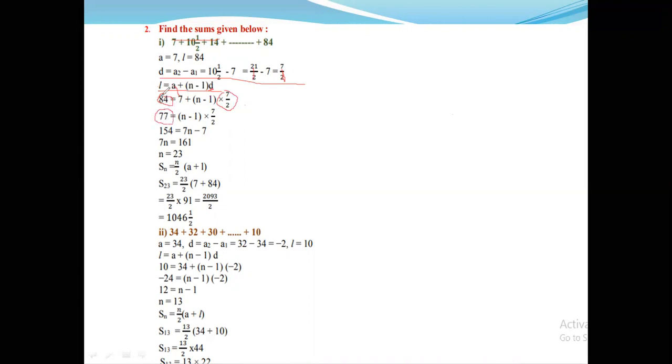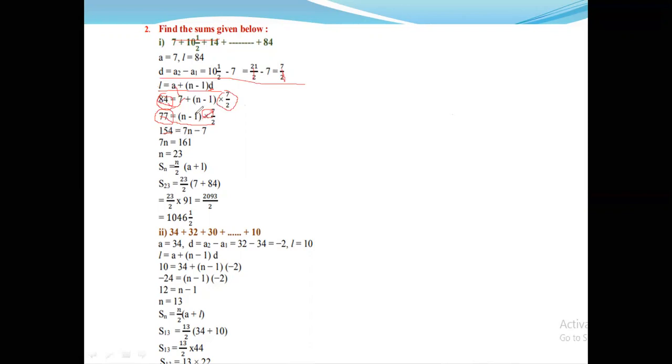So 77, how did it come? 84, if we send the 7 this side, it will become minus 7. 84 minus 7 will become 77 is equal to n minus 1 into 7 by 2. In the next step, 77 is there, and the into sign is there with 7 by 2. If we send this to this side, you have to multiply 77 into 2. 77 into 2 is 154. 7 is in the denominator, so 154 divided by 7.